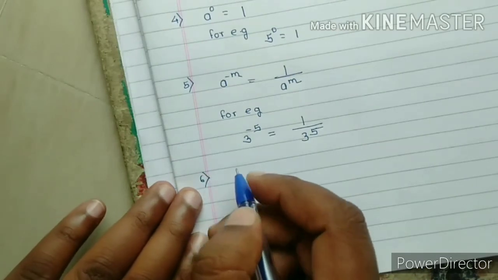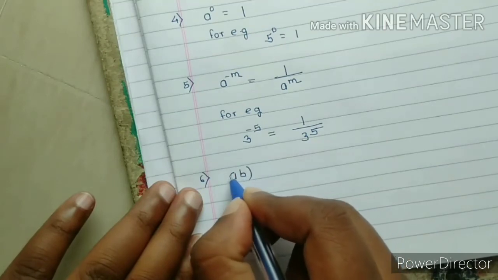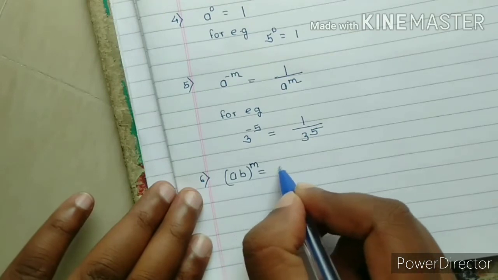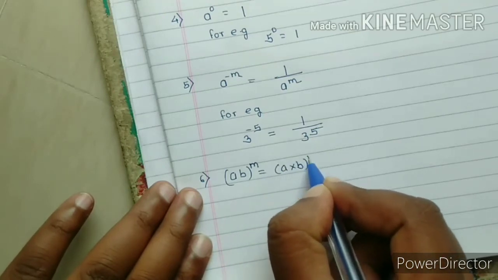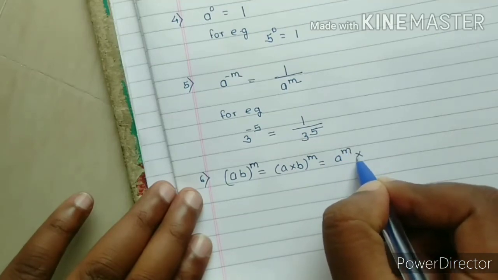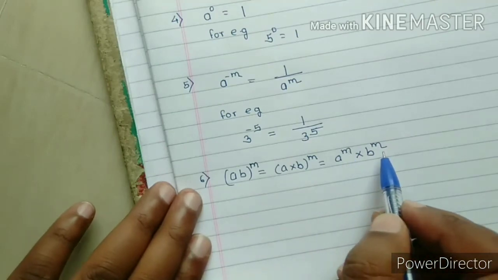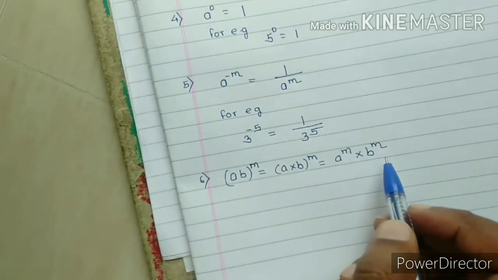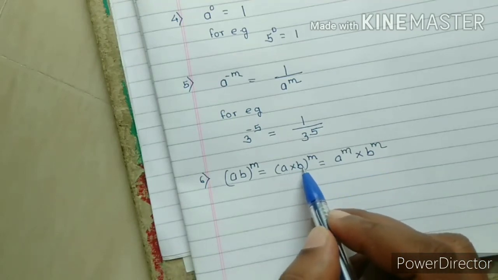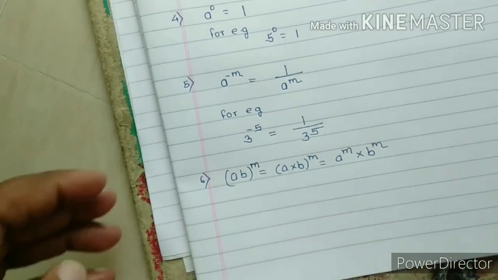Sixth law is, if (ab) raised to m, it means a into b raised to m is equal to a raised to m into b raised to m. It means the index of the product of the two numbers. This law is the index of the product of the two numbers.